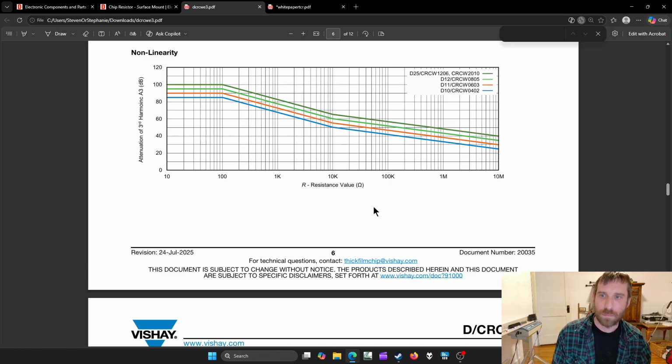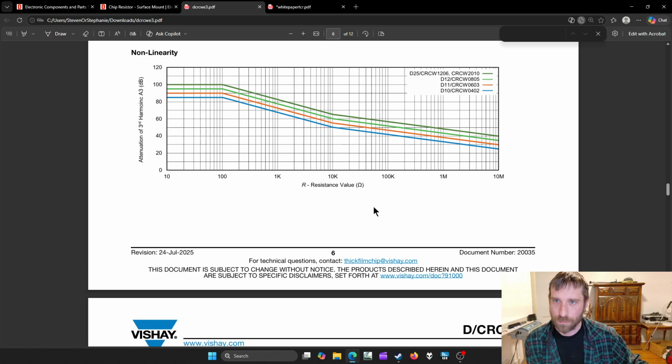Okay, nonlinearity here. There's going to be some distortion in a resistor. So we're assuming here, imagine a perfect sine wave. There's going to be some distortion in the third harmonic. We did 0603 10K. That gets you close enough to 60 dB. You do the math, that ends up being a 0.1% distortion. So for the most part, don't care. For the hardcore analog guys, yeah, that might matter.